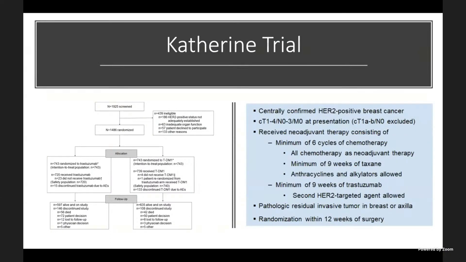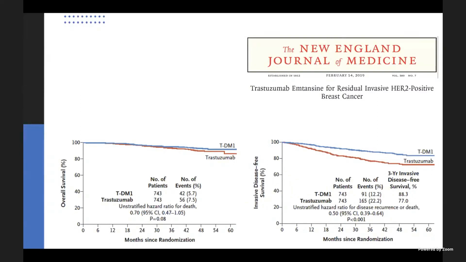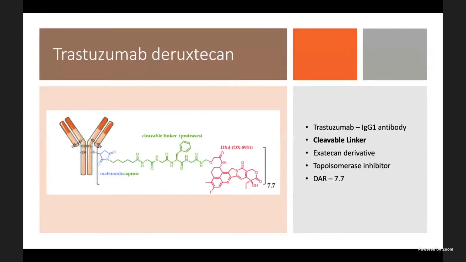Subsequently, this is something not in the metastatic setting, but in the KATHERINE trial. This is in the residual disease, no pathological complete response. Here again, TDM1 did better than trastuzumab. But coming to the next drug, trastuzumab deruxtecan.